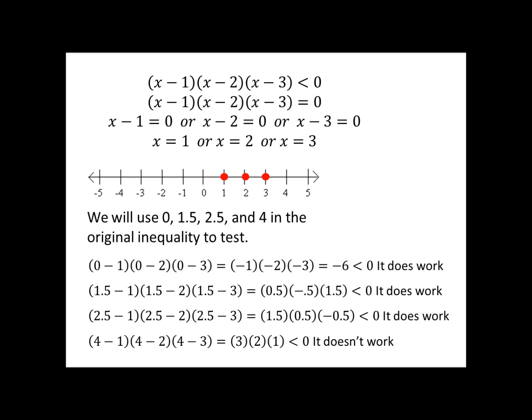Taking 4 and plugging it in, I get 3 times 2 times 1. That's not less than 0. That's a positive number. So that last region does not work. Now, our first region, our second region, and our third region all worked. That means that all the numbers less than 3 work. And that's actually my solution. X is less than 3. Don't start writing your inequalities until you've tested all of your regions.